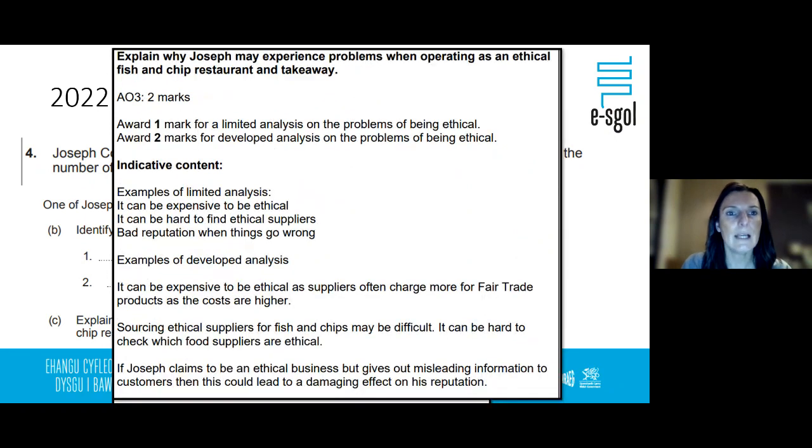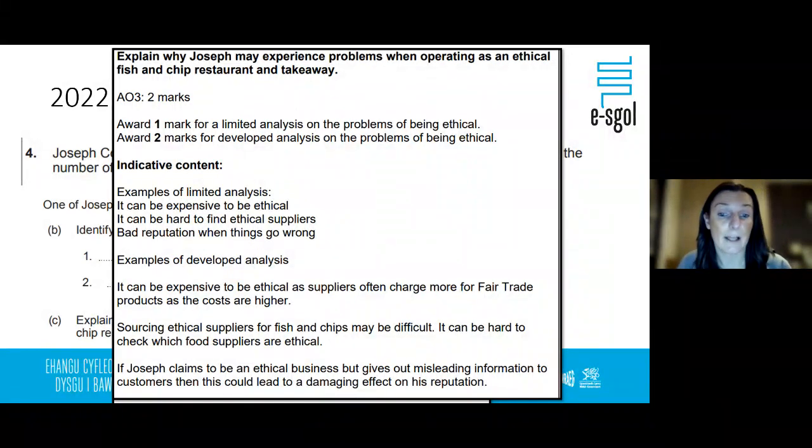Now, explain why Joseph may experience problems in operating an ethical fish and chip restaurant. You need to think about ethical, and you also need to think about it in the fish and chip industry. Examples of limited analysis: it can be expensive to be ethical, it can be hard to find ethical suppliers. Developed analysis would be it's expensive to be ethical, suppliers often charge more for fair trade products as the costs are higher. That would get you about 2 marks on that.